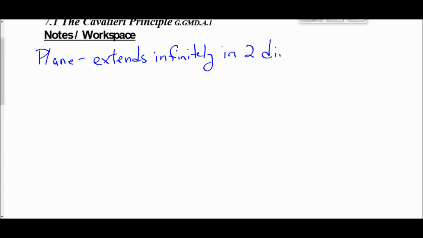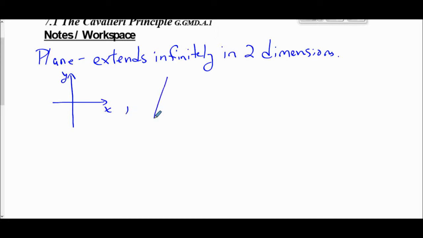So let's define a couple of terms. A plane is just something that extends infinitely in two dimensions. And you're familiar with certain examples of planes, like the XY coordinate plane. That fits that definition. Okay?